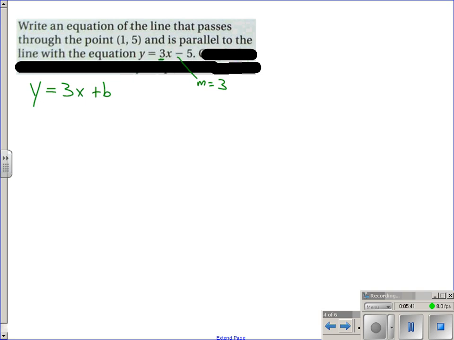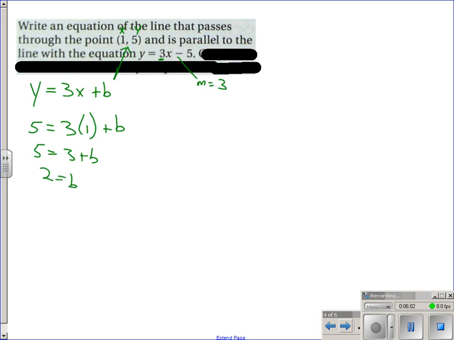Our line is going to also have a slope of 3. Just like the last example, what we're missing is the y-intercept. This line that we have has to go through this point. So there's your x and y values. Plug them in. This is how we're finding the y-intercept. So we got 5 equals 3 plus b.